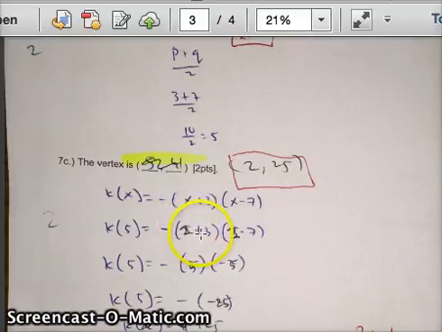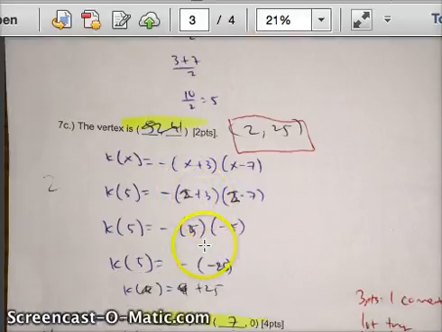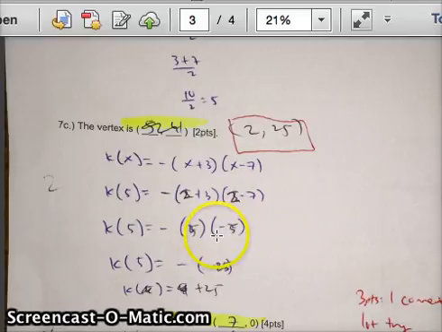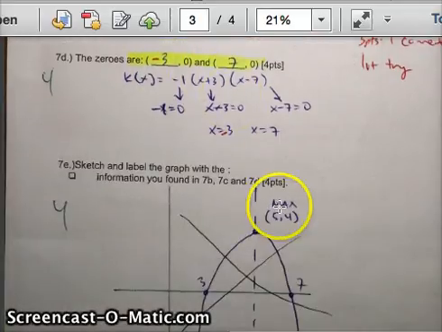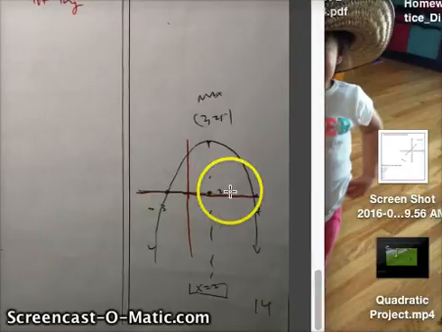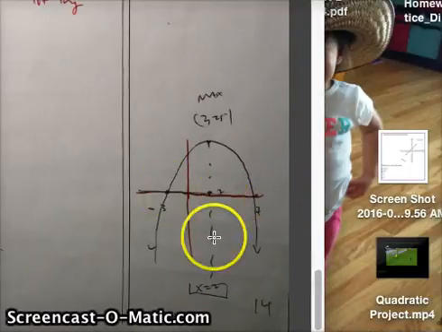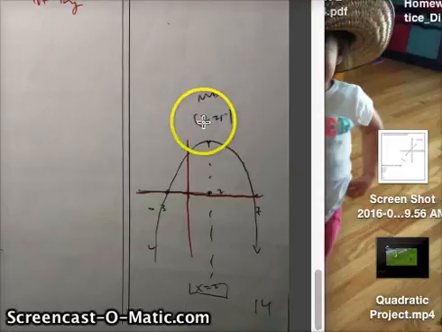There it is. 2 plus 3 is 5. 2 minus 7 is negative 5. 5 times negative 5 is negative 25. And opposite of that is a positive 25. So 2, 25 becomes your vertex. These are your zeros, or your x-intercepts. So your graph's going to look like this. Negative 3 is my x-intercept, 7, axis of symmetry, and your vertex. Notice here my vertex is 2, 25.